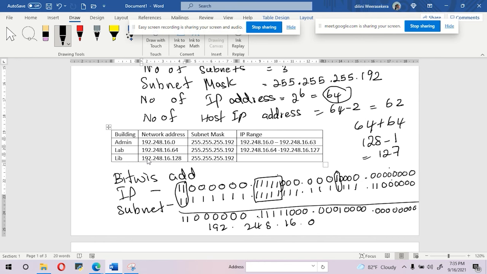So now what you do, next range you have to find. So the next range starts from 128. So you take the 128. How many IP addresses? 64. Add the 64. Okay. So what you get? 192. So the 192, subtract one, 191.